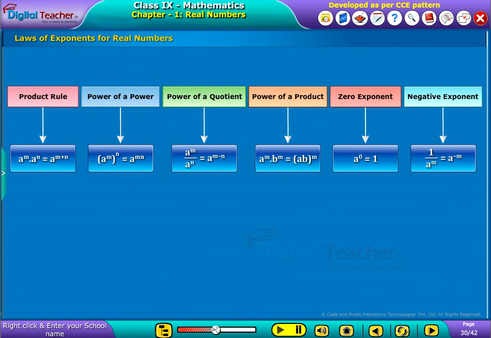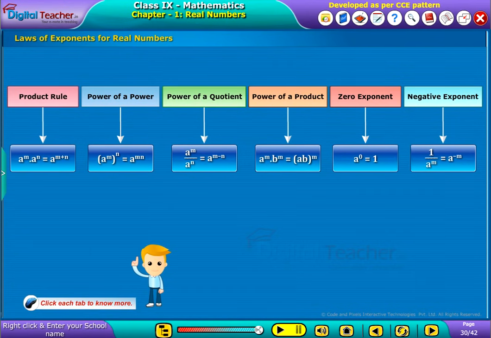Power of a quotient is defined as a power m by a power n equal to a power m minus n. Power of a product. Power of a product is defined as a power m into b power m equal to ab whole power m. Zero exponent. Zero exponent is defined as a power 0 equal to 1, where a is not equal to 0. Negative exponent. It is defined as 1 by a power m equal to a power minus m. Click each tab to know more.